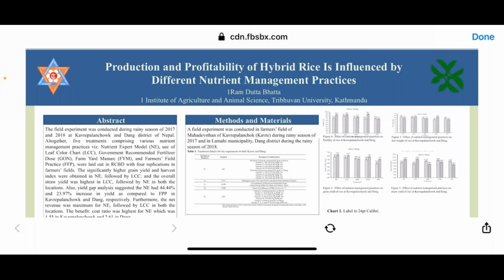Both correlation study and biplot of principal component analysis signaled grain yield had positive correlation with all other traits. Furthermore, the net revenue was maximum for NE, followed by LCC in both the locations. The benefit cost ratio was highest for NE, which was 1.55 in Kavre-Palanchok and 2.61 in Dang. On the basis of these findings, nutrient export and leaf color chart can be effectively used as nutrient management practices by the farmers to obtain maximum production and profitability in rice.